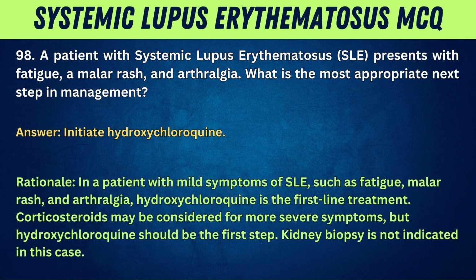Answer: Initiate hydroxychloroquine. Rationale: in a patient with mild symptoms of SLE, such as fatigue, malar rash, and arthralgia, hydroxychloroquine is the first-line treatment. Corticosteroids may be considered for more severe symptoms, but hydroxychloroquine should be the first step. Kidney biopsy is not indicated in this case.